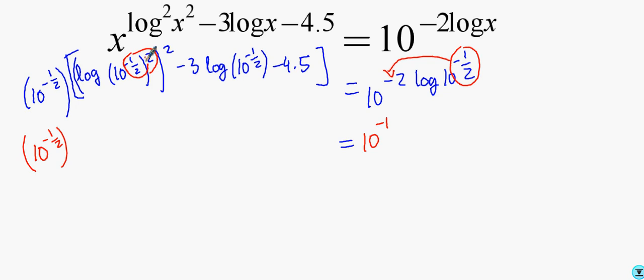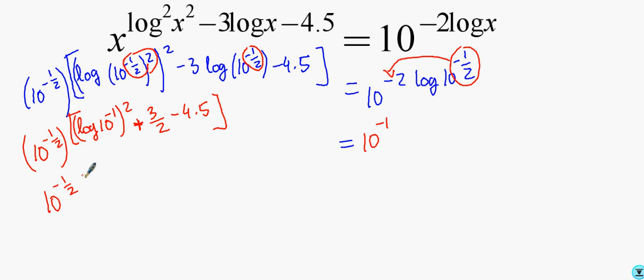That's negative 1. So we have log of 10 to the negative 1 squared minus, now we can bring this negative 1/2 up front, multiplied by negative 3, so it's going to be actually plus 3/2 log 10, which is 1, then minus 4.5.